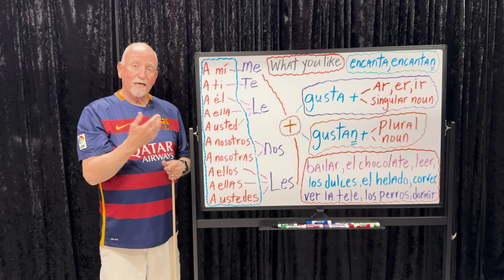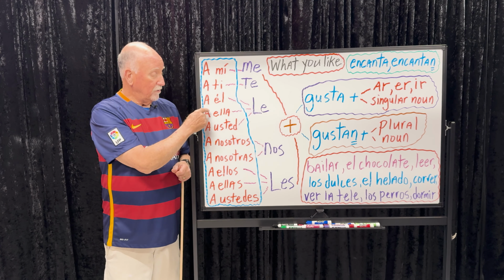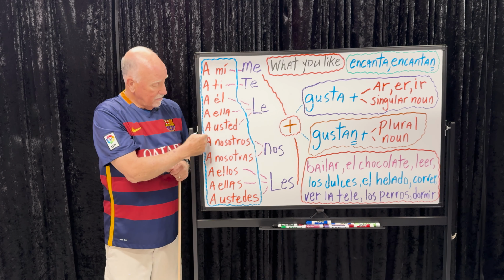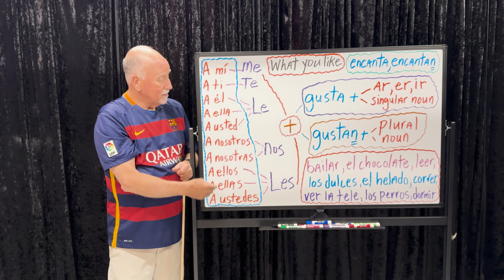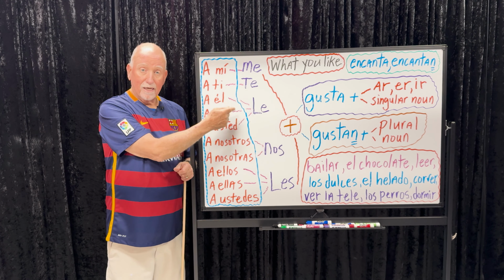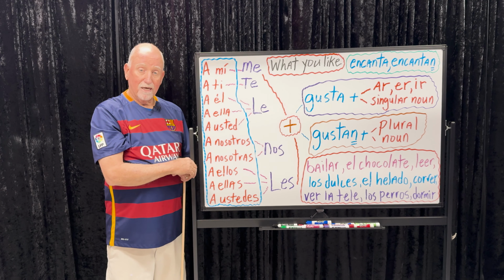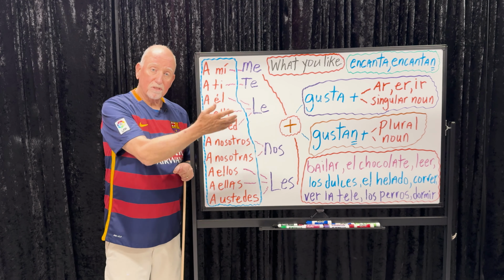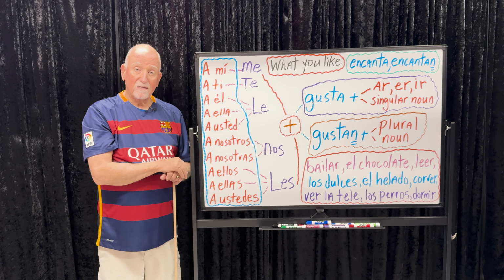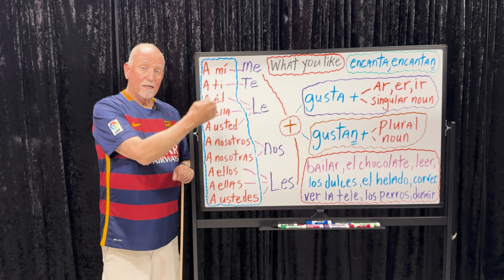How do you say dad likes? Well, we know he likes would be a él le gusta. The a is present in step 1 all the way through. Dad likes would be substitute él with papá. A papá le gusta. Dad likes. Mom likes. A mamá le gusta. Mary likes. A Mary le gusta. Stephen likes. A Stephen le gusta.